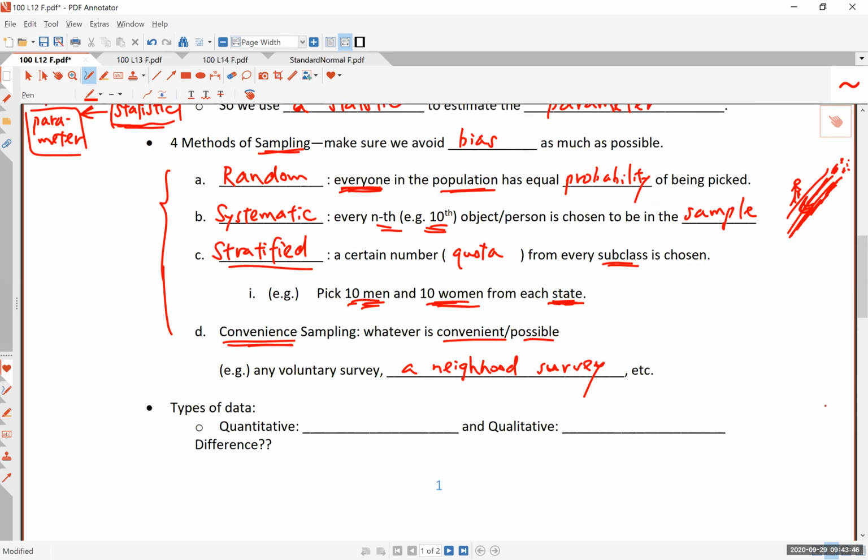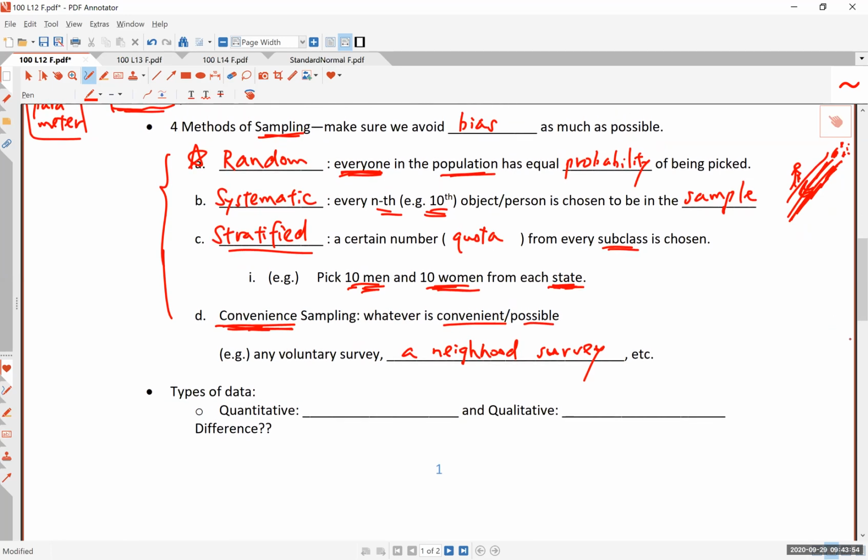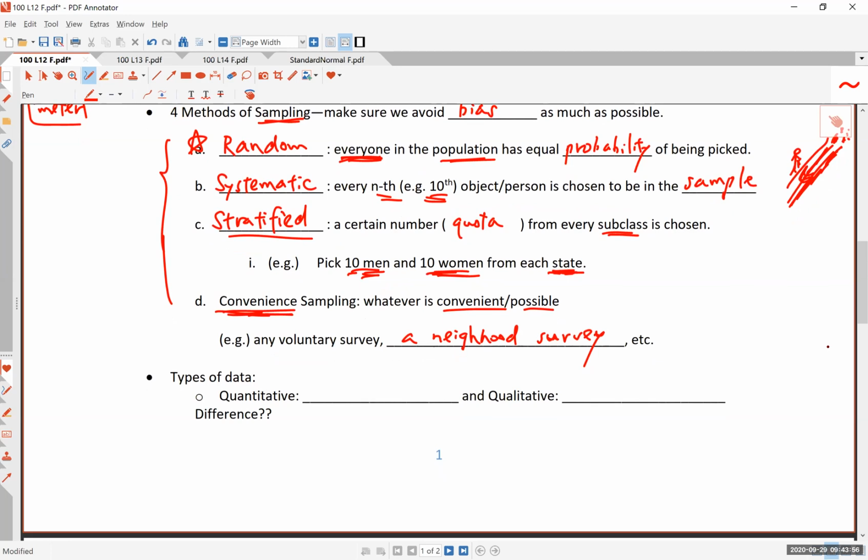And so random is the best. Okay, convenience is probably not the best. It's probably the worst of the four, but sometimes that's the only one that you may be able to conduct. All right. So the types of data.